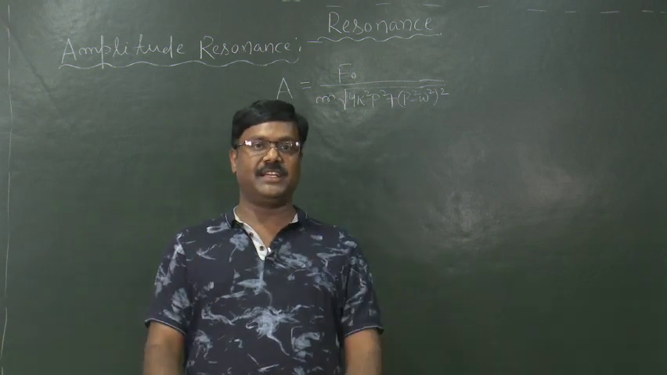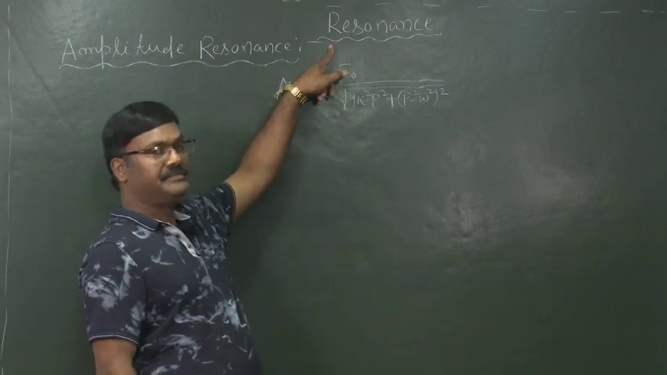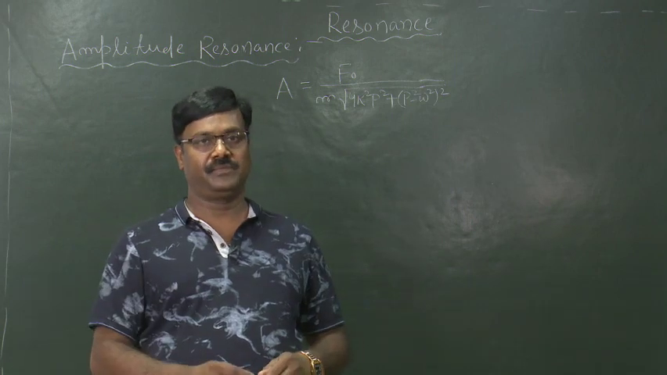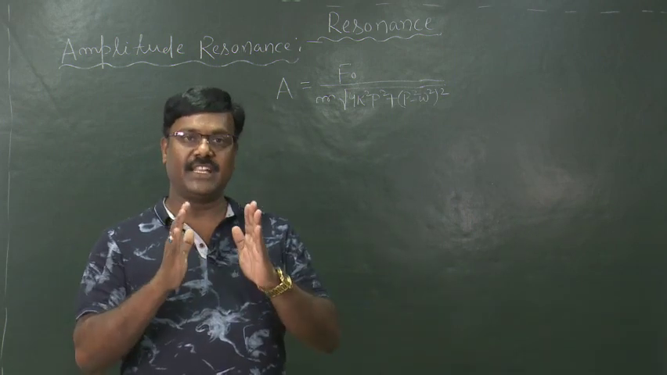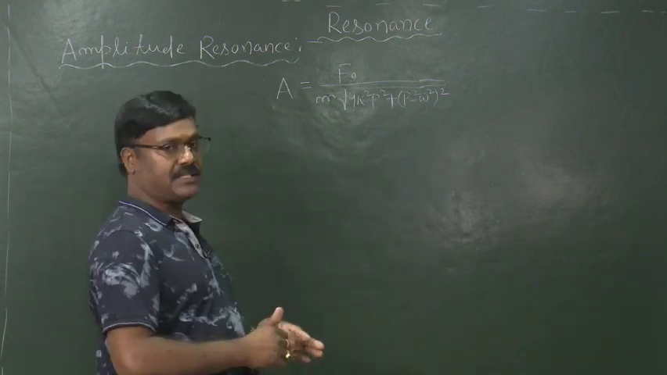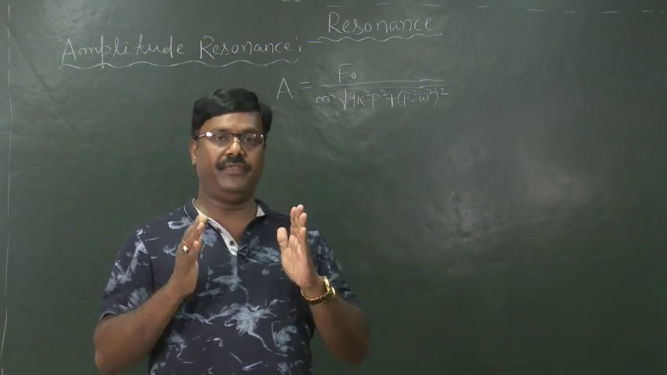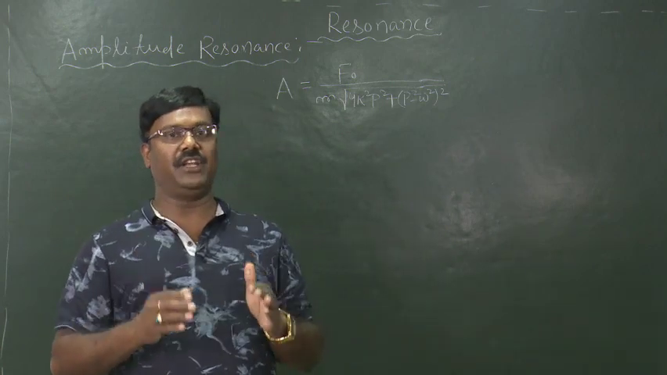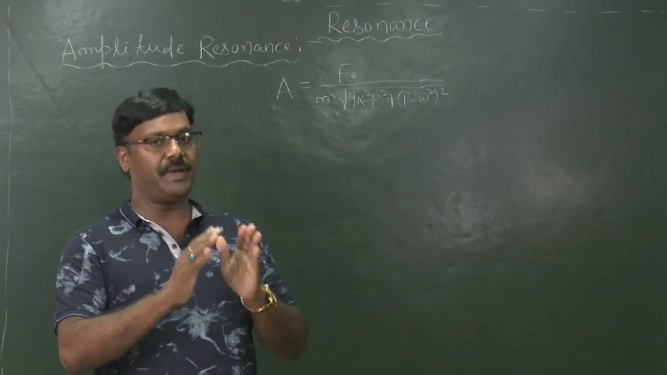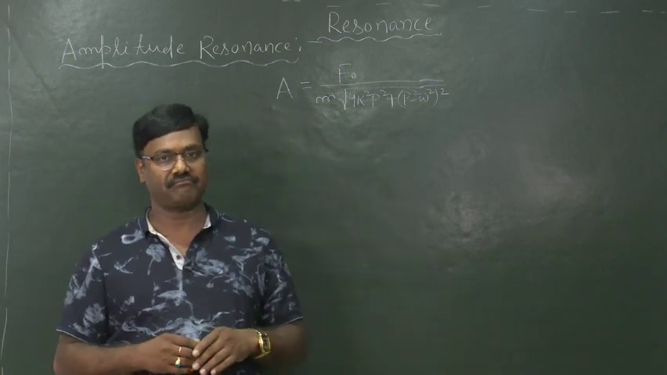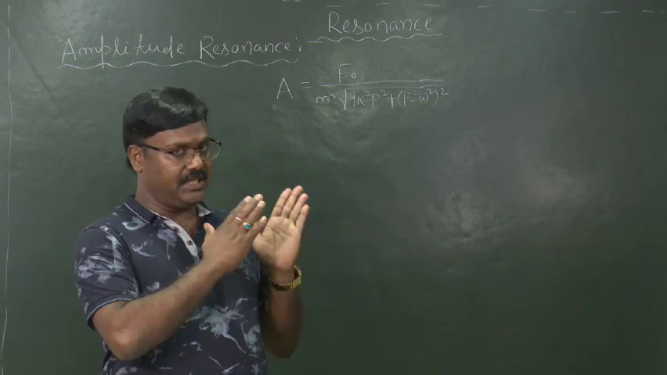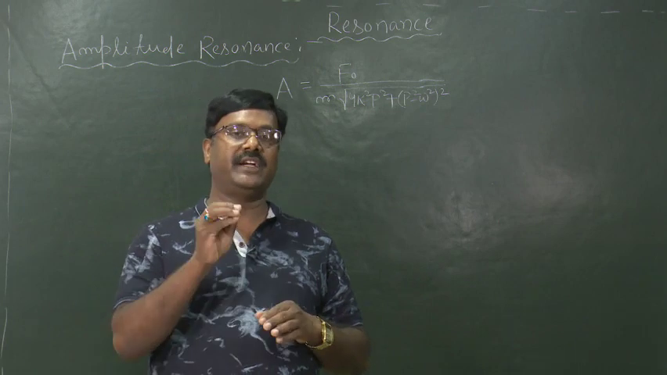Our today's topic is resonance. Here we have to discuss what is resonance, under what condition resonance occurs, what is resonant amplitude or amplitude of resonance, velocity resonance, phase resonance, sharpness of resonance, all these. Today we have to discuss all these factors regarding resonance. So, before going to the details of these factors, let us first know what is resonance.